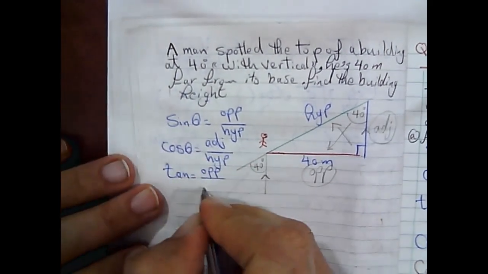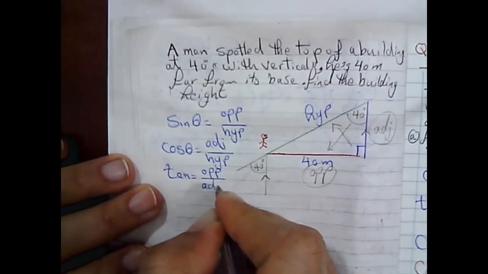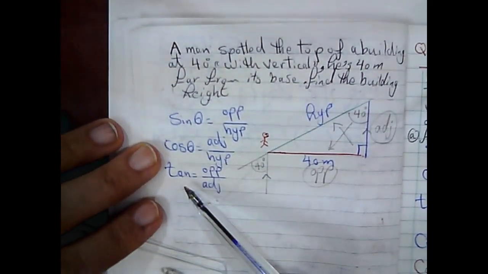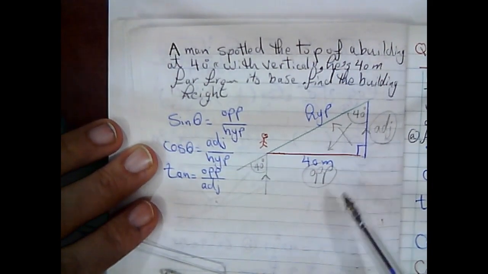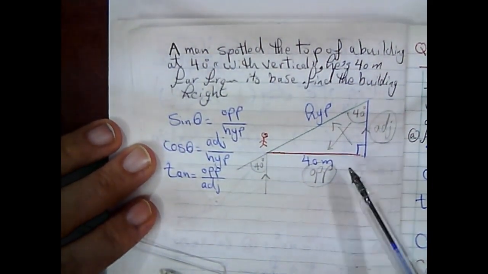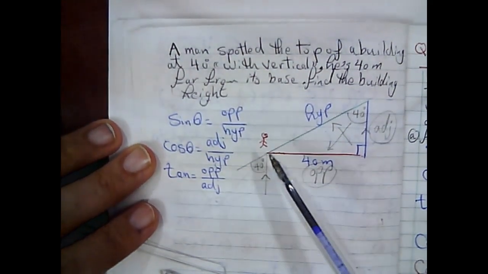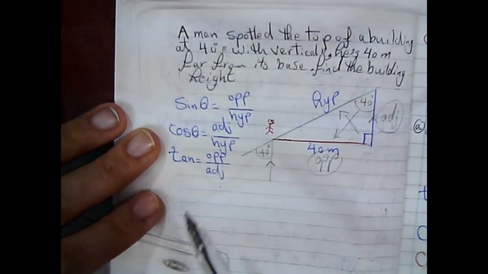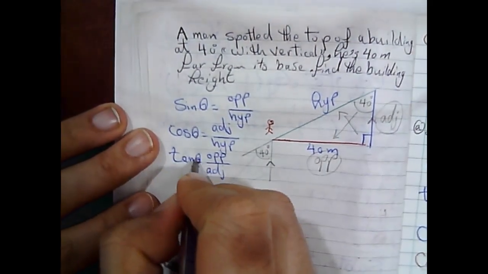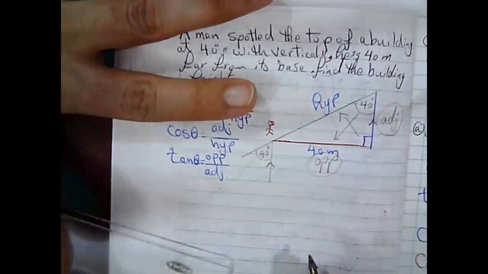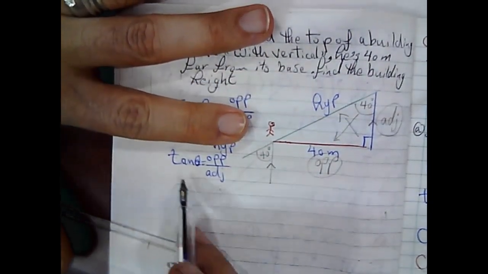So only one of them will be used. Is it the sine, the cosine or the tan? It depends. We want to work on these two lines only, opposite and adjacent. These two words exist in tan theta. Tan theta equals opposite over adjacent. So we will not work on the sine or cosine. We will work on the tan rule.